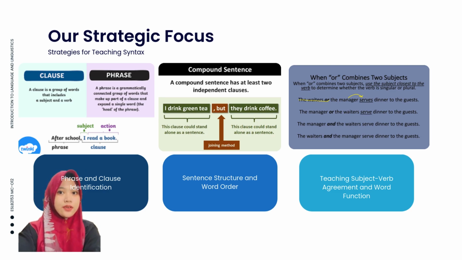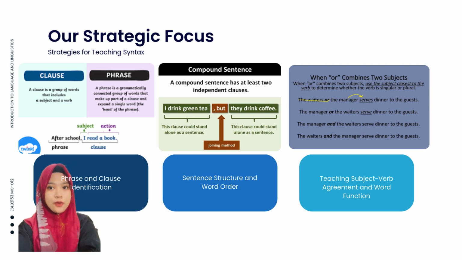And finally, subject-verb agreement and word function activity, like error correction tasks. Provide incorrect sentences for students to correct. For example, he go to school. The correct one actually is he goes to school. Or role-playing grammar structures. Assign students sentence roles like subject, verb, object, and have them physically arrange themselves in the correct order.